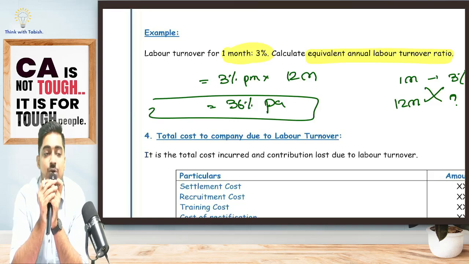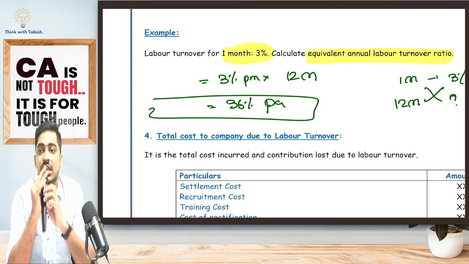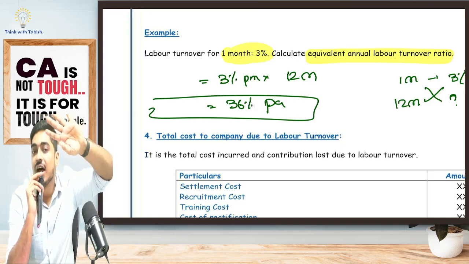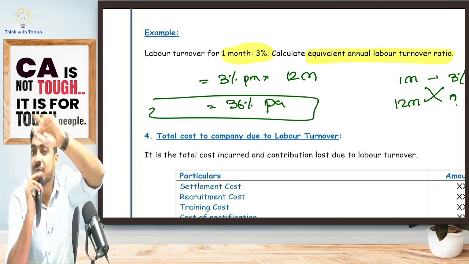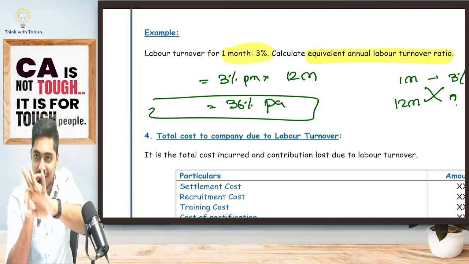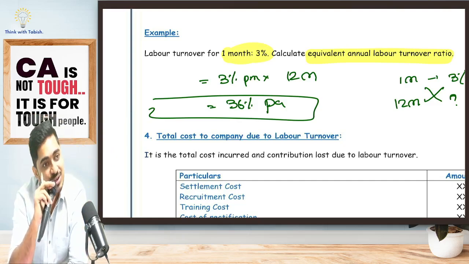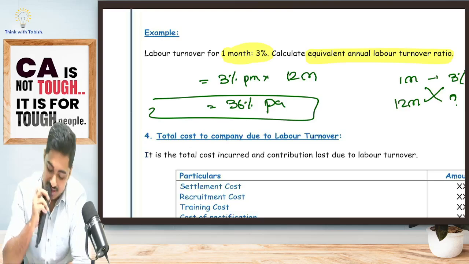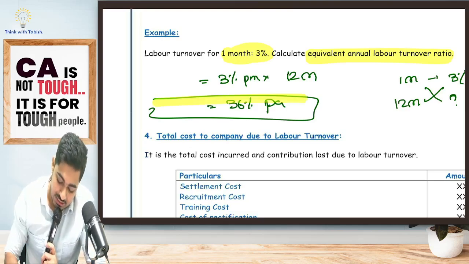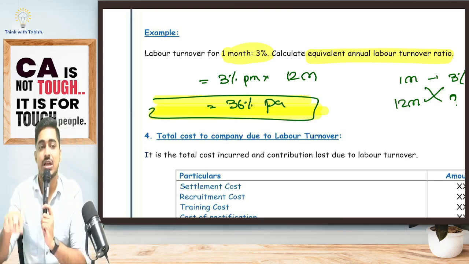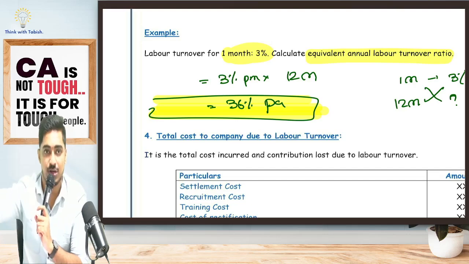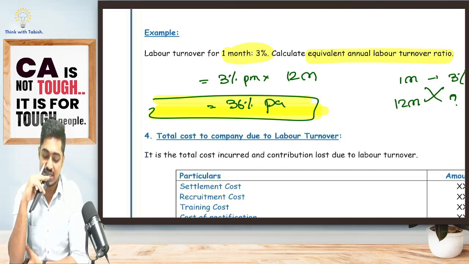Nothing. If the question gives you per quarter, how many quarters are there in a year? 4. Priyanka, how many quarters are there in a year? 4. Okay, fine. You will only commit mistakes in the exam. If it gives you per month, you convert it into 12 months. Per quarter into 4 quarters. Per week into 52 weeks. And so on. Is this clear, everyone?